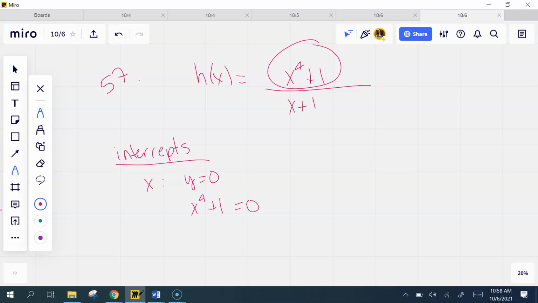That doesn't work. You're exactly right. Why does that not work? It's imaginary. There are no x-intercepts here. If you get imaginary numbers as your answer, then there are none. You're not graphing imaginary numbers. You're graphing real numbers. There can't be. That's why we say there are none.